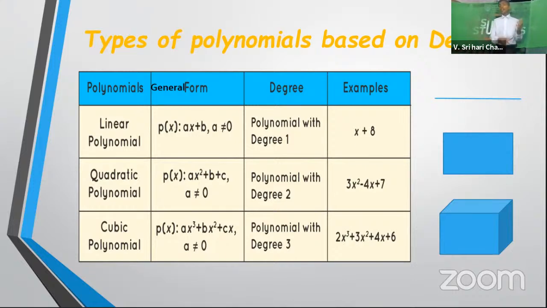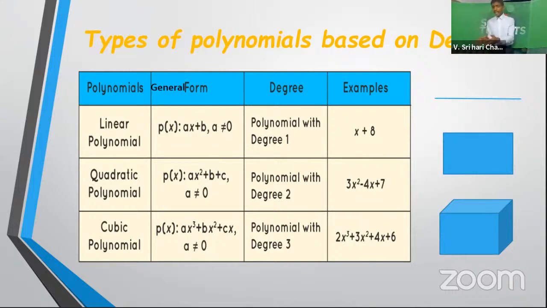Now observe the pictures beside this table. We have a line. What are the dimensions of a line? Only one dimension, that is length. See, like this, the linear polynomial has only 1 degree, so it is called linear. Look at the second image, a rectangle. What are the dimensions of a rectangle? It is a 2D shape, so it has two dimensions, one is length and another is breadth.